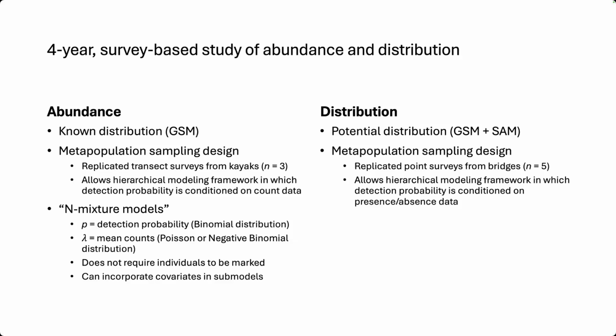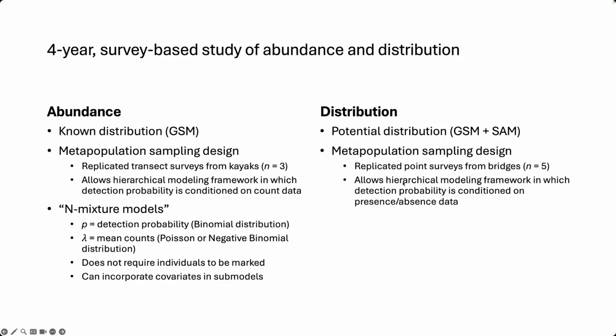And our n equals 5 here means we did 5 actual surveys of each site from a bridge, which is kind of different from what we did for our abundance models, where we replicated 3 transect surveys from kayak. So we were actually on the river for these transect surveys. We did 3 per survey for the abundance models. For the bridges, we did 5.